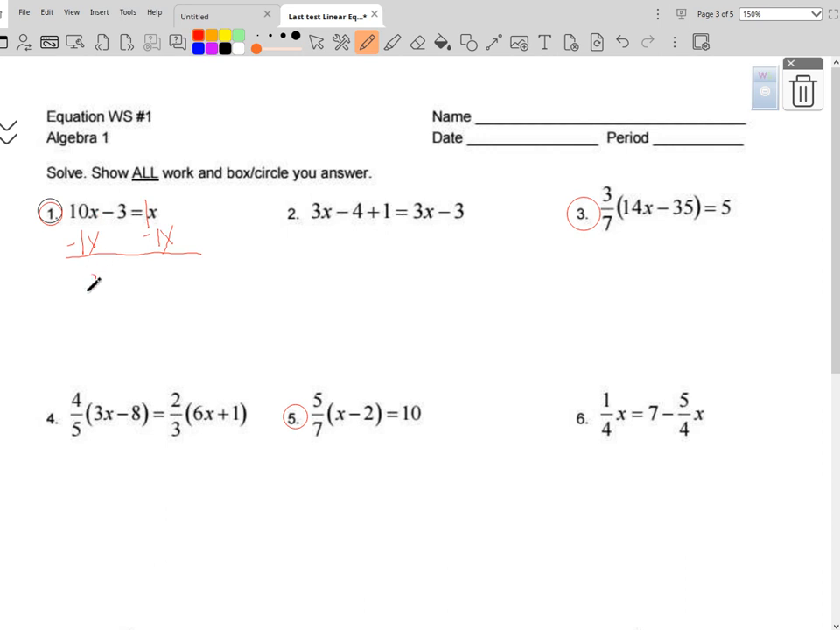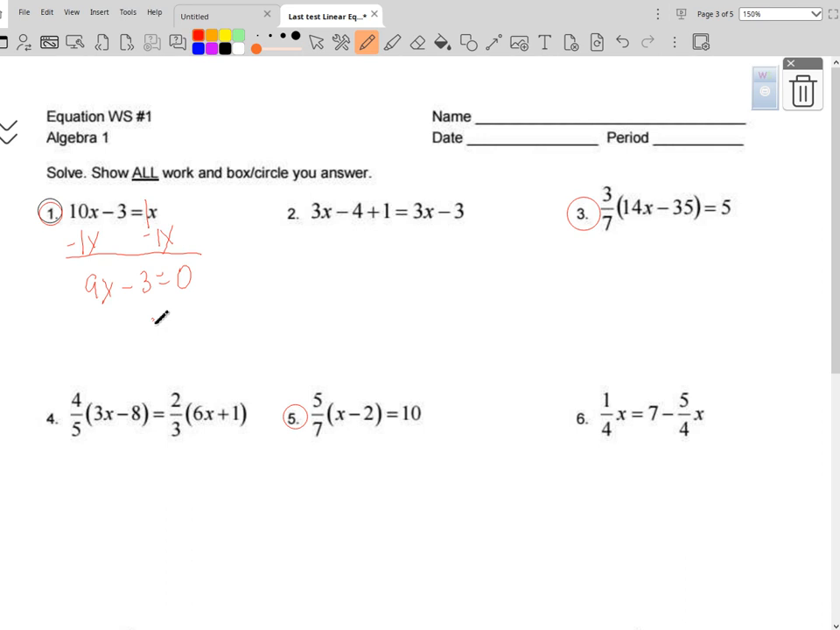10x minus x is 9x. We're going to bring back down the minus 3. Now here's the tricky part. What is 1x minus 1x? What's 3 minus 3? 0. What's 5 minus 5? Yeah, anything minus itself is 0, right? So that is the tricky part for some reason. When there's just 1x there, that throws everybody off kilter. It's just 0.